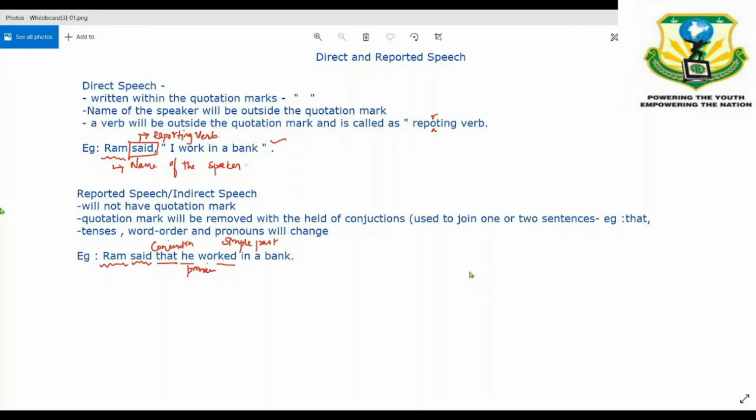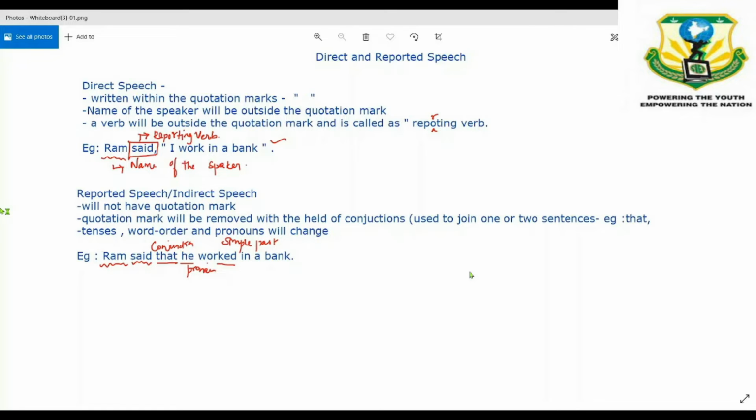How can you identify direct speech? It will have a quotation mark and the name of the speaker outside the quotation mark. It will have a verb outside the quotation mark. We call it the reporting verb. For example, Ram said, "I work in a bank." Here, Ram is the name of the speaker. Said is the reporting verb, and we have quotation marks in which the exact lines of Ram are given: I work in a bank. So this is an example of direct speech.